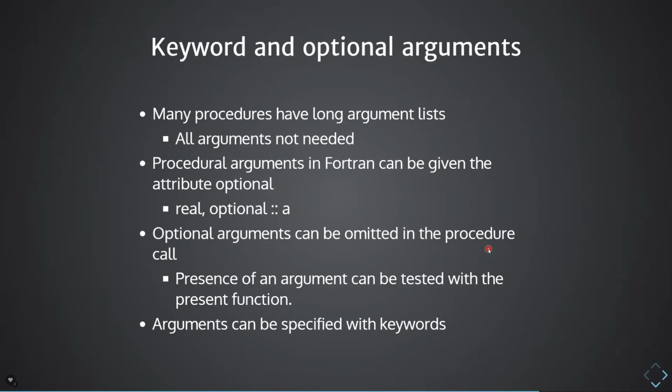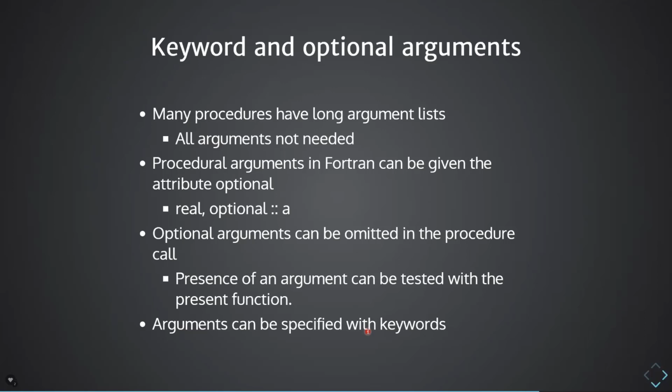Another really nice feature of Fortran is that you can provide, just like in Python, keyword and optional arguments to your subroutines. This was not possible before Fortran 90, so this is a new feature. In your subroutine declarations, you can add an attribute called optional, and that means that this variable is not required in your subroutine call, and you can test for presence of this optional variable using the present statement.